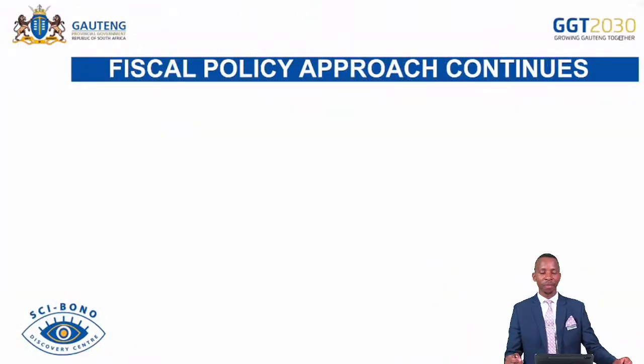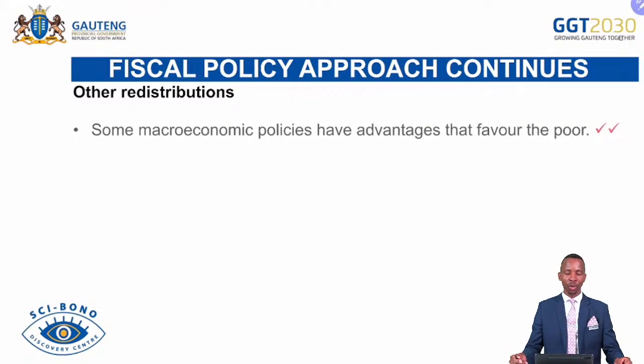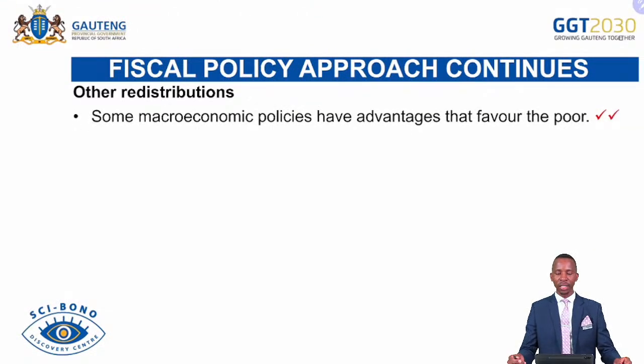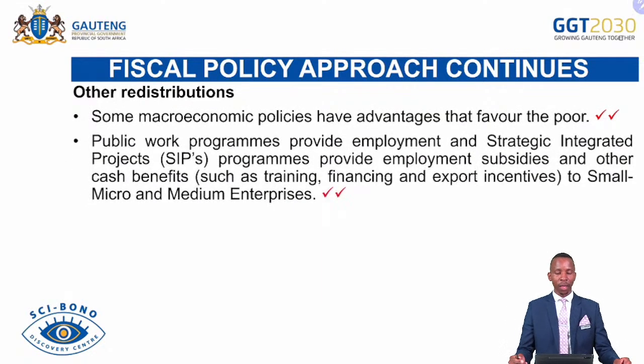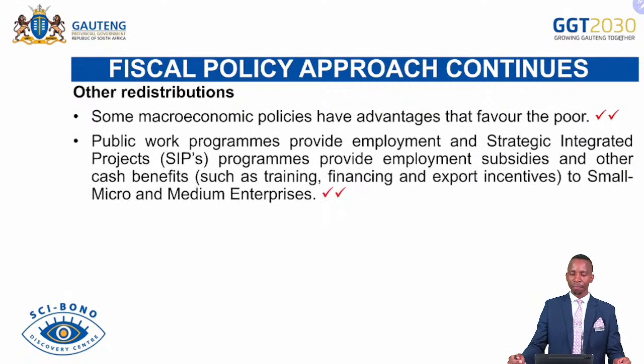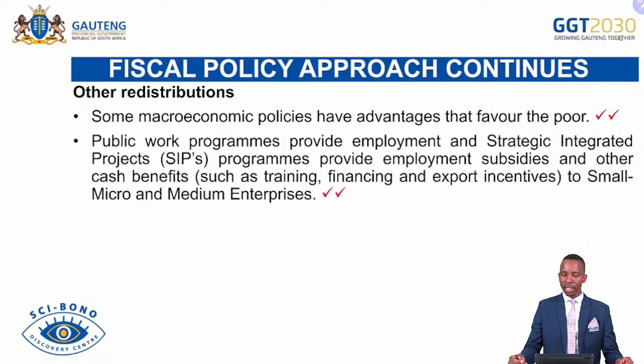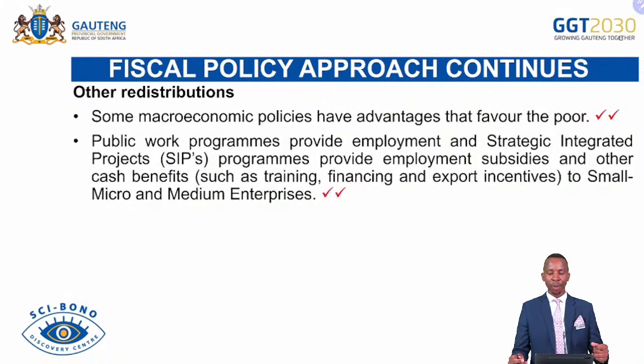Limited quantities of free water and electricity are made available by the state to those people that are underprivileged. Other redistribution refers to some macroeconomic policies that have an advantage that favors the poor in the economy. We talk about the public work programs as well as strategic integrated projects that provide skills and employment to the underprivileged people so that they can become productive.